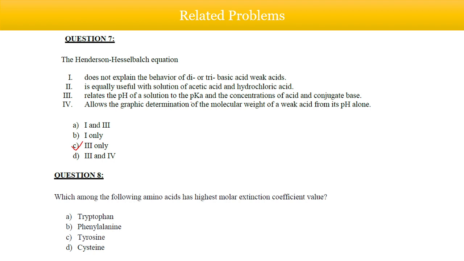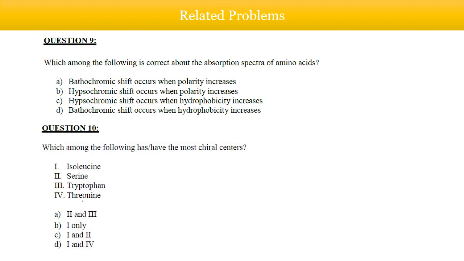Now, which of the following amino acids has the highest molar extinction coefficient? There are three amino acids with aromatic side chains: tryptophan, phenylalanine, and tyrosine. Tryptophan has the highest molar extinction coefficient, and it shows the highest absorbance also at 280 nanometers. So A is the right option.